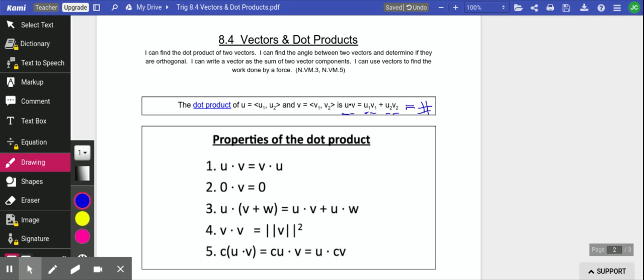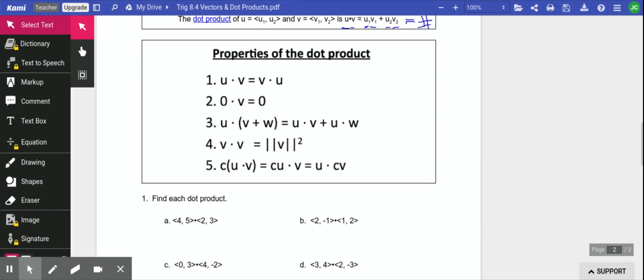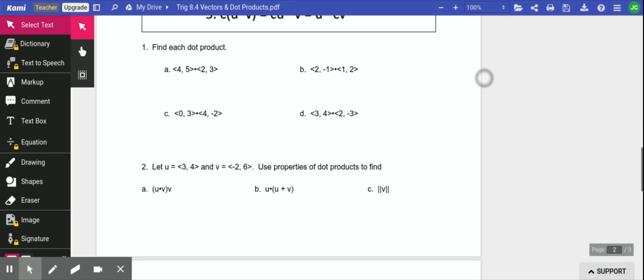Some properties of the dot product. It is commutative, so u times v is going to be the same thing as v times u. That's what that first one says. If you multiply by 0, you get 0. The distributive property works. So if you have vector u times vector v plus w, you can distribute that u if you'd like. Vector v times vector v is the same thing as the magnitude of v squared. And if c is a scalar here, you can multiply the scalar by u and then multiply by v, or multiply the scalar by v and then multiply by u. So similar properties to what you would be used to. So let's just do some examples here.